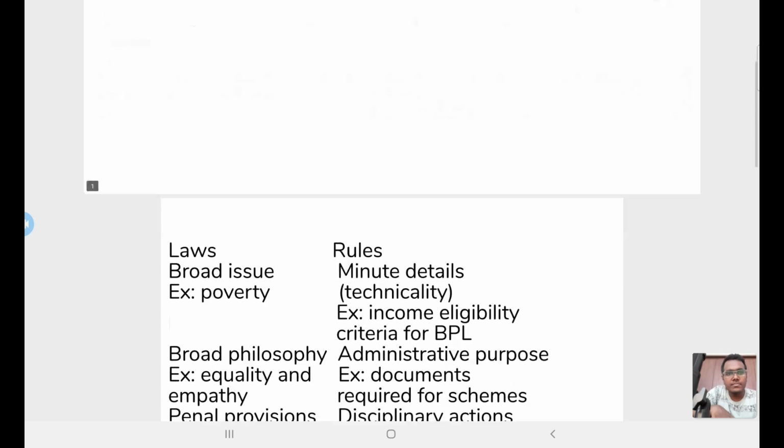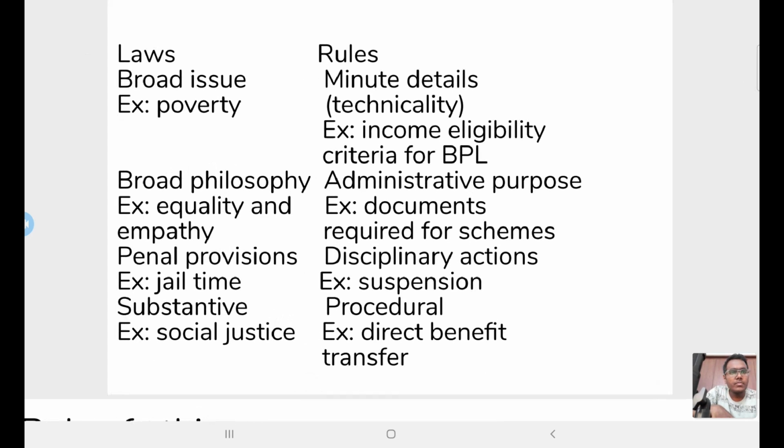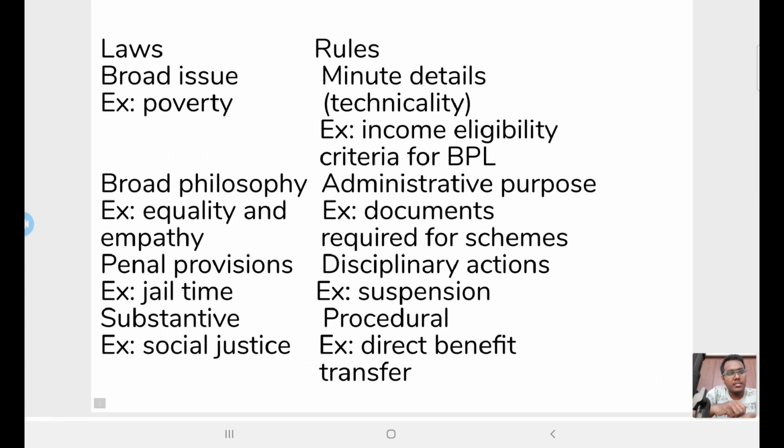So let us see. Laws focus on broad issues. Rules focus on minute details. They focus mainly on technicality. For example, poverty is a broad issue. So to alleviate poverty, we might have a variety of laws. But when we talk about technicality or minute details, we can have income eligibility criteria for BPL households. For example, we can have 1.5 lakh or something, based on which we can categorize below poverty line people and above poverty line people. So rules focus on minute details and technicality, and laws focus on broad philosophy.